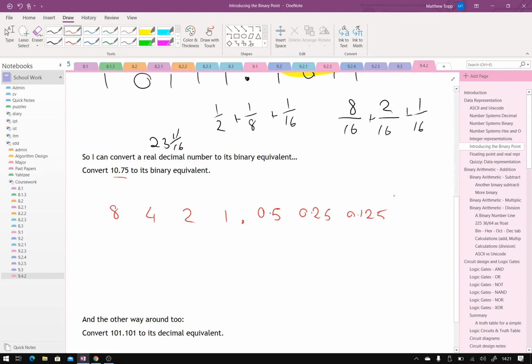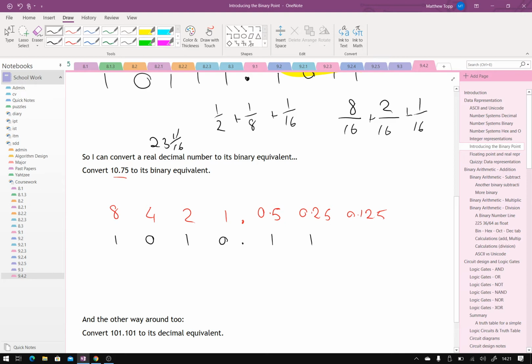So 10 is 8 plus 2, and 0.75 is 0.5 plus 0.25. So it's 1010.11. I don't actually need the eighth part there. So it's really, really simple.